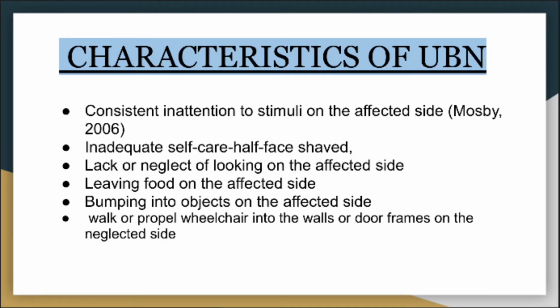Now, what are the characteristics of UBN? It is consistent inattention to stimuli on the affected side, and inadequate self-care by the client or the patient. It is lack or neglect of looking on the affected side. Patients also leave food on the affected side because they are not aware that it's there. They bump into objects on the affected side and may neglect to wash, clean, or put the affected arm into a shirt sleeve while dressing, or only shave one half of their face.